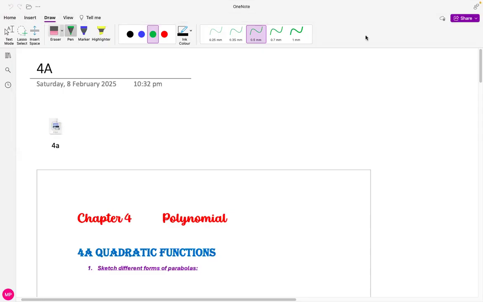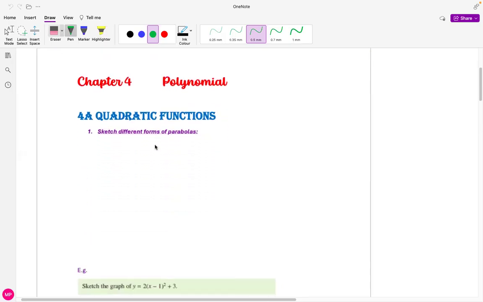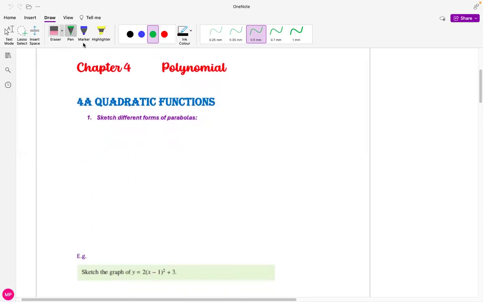Hi everyone. Today we're going to learn about sketching parabola as part of polynomial topic. So we're going to start it with sketching different forms of parabola. Parabola generally have three forms, which is the first one is the turning point form.